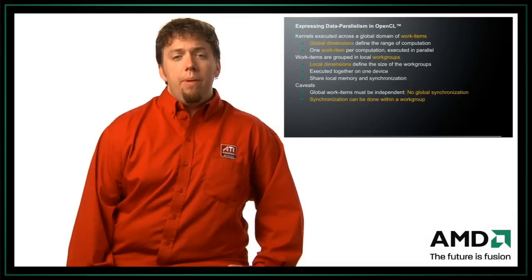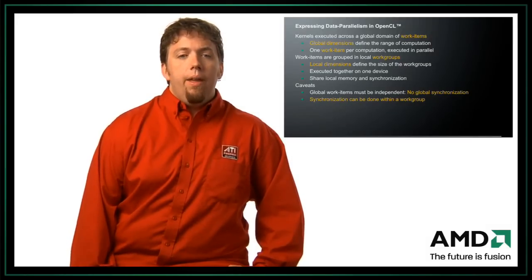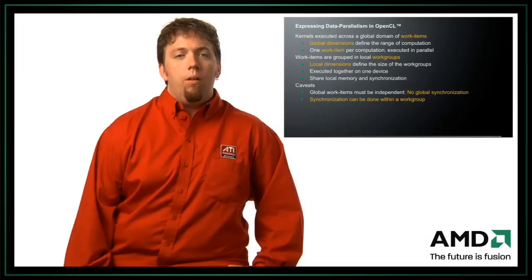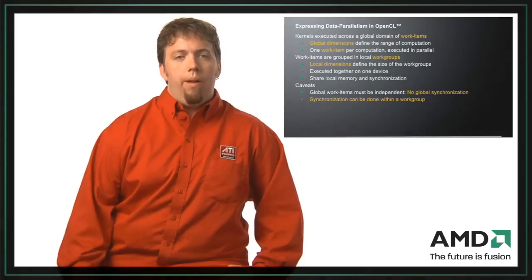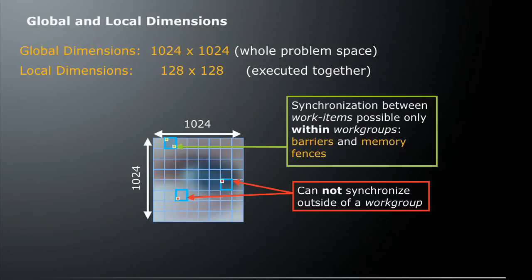Global work items must be independent. So there is no synchronization between global work items, only between work items within a work group. Synchronization can only be done within a work group. And if you want to synchronize on a global scale, you have to do that on kernel boundaries. So let's look at these global and local dimensions a little bit further.